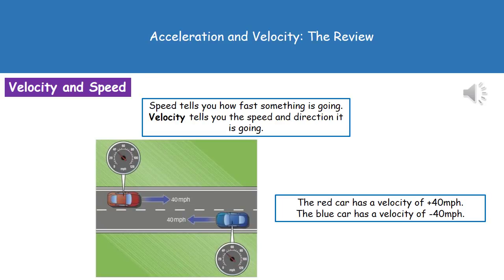Now what we've got on that little diagram of our two cars is something that shows us the velocities of two different vehicles. So we've got our red car travelling in one direction and our blue car travelling in the opposite direction. Now they're both travelling at 40 miles per hour, but when we convert this into a velocity, we can say that the red car has a velocity of plus 40 miles per hour, and because our blue car is travelling in exactly the opposite direction, we can say that the blue car has a velocity of minus 40 miles per hour.